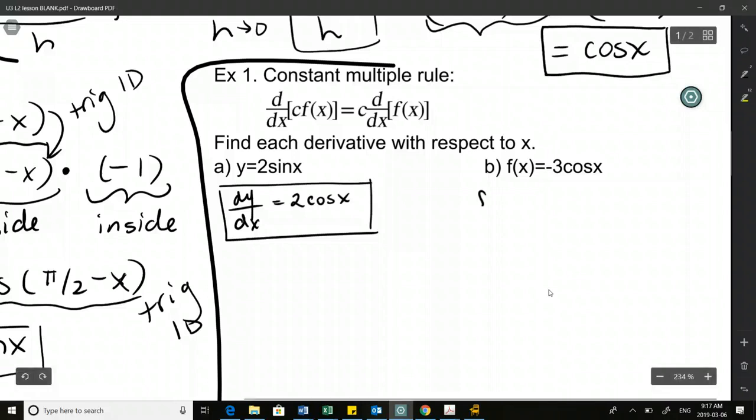Okay, and then when we go to do the derivative of this, the constant multiple stays, and we just do the derivative of the cos x part, which we know to be negative sine x. And then we just simplify here: negative and negative makes positive.